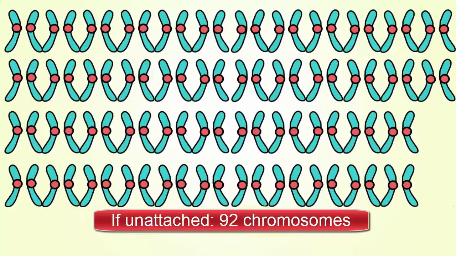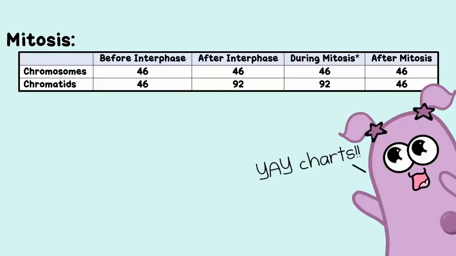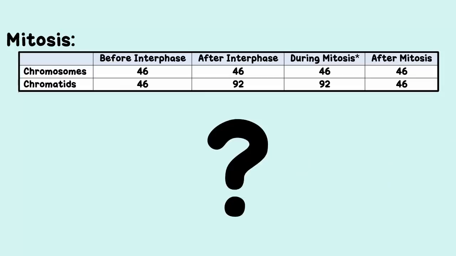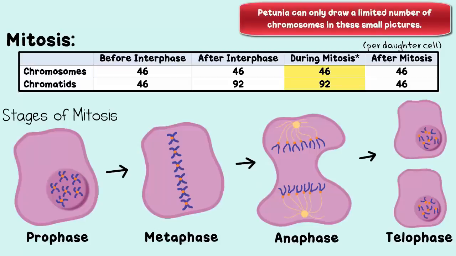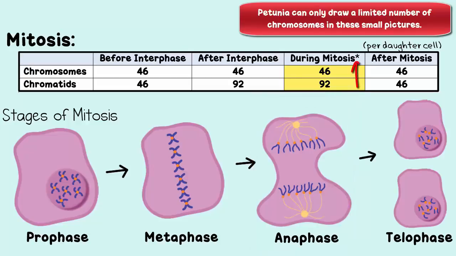If they weren't attached like this, technically you could say there were 92 chromosomes. But right now in this picture, there are 46 chromosomes and 92 chromatids. Here's a little chart because I love charts. So is there a time in mitosis when there are 92 chromosomes? Well, technically, you could argue that at anaphase, when the sister chromatids are separating and they're no longer attached, you could see in this picture there could be 92 chromosomes because they're not attached during that one phase. And that's why our chart has a little asterisk here. Although we still usually refer to them as chromatids during this process of cell division.